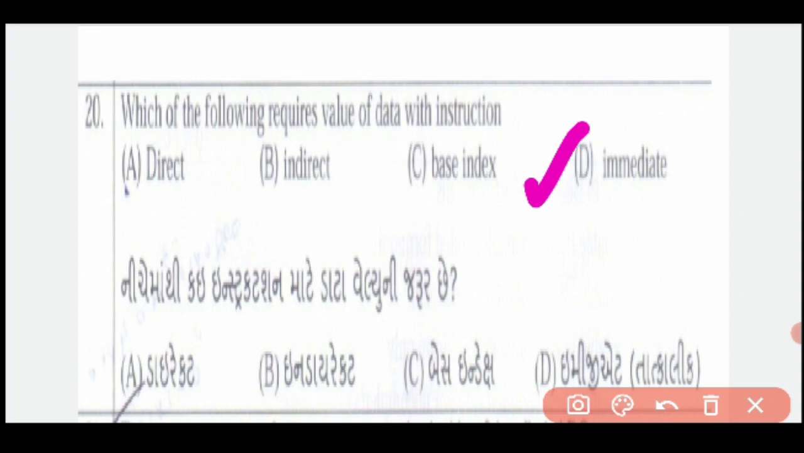Question number 20. Which of the following requires the value of data with the instruction? A, direct; option B, indirect; C, base index; and D, immediate. Then the answer is immediate.